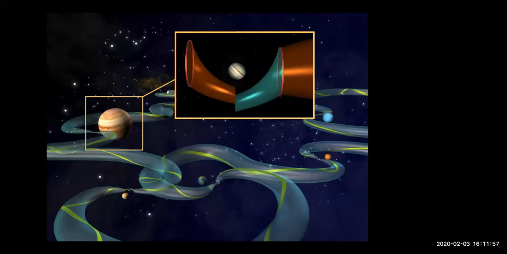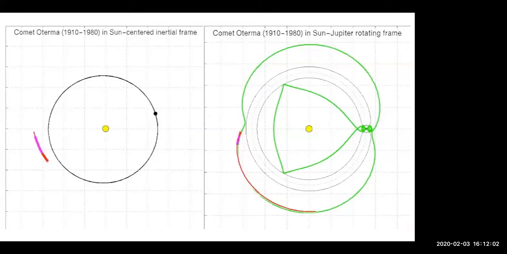And now I'll show side by side. This is what we saw before. This would be the motion of Comet Oterma in the inertial frame, and on the right, the motion of Comet Oterma in the Sun-Jupiter rotating frame. So this is a frame. It's like we've taken the camera, and the camera is rotating exactly at the rate that Jupiter is orbiting around the Sun. So on this x-axis, the Sun and Jupiter are always fixed.